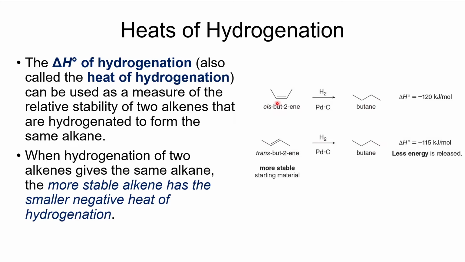You'll notice that the cis-butene gives us negative 120 kilojoules of heat released in that process, whereas with the trans-butene, 115 kilojoules of heat is released. Because the negative 115 is a smaller negative number than the negative 120, that means that this was more stable to begin with.